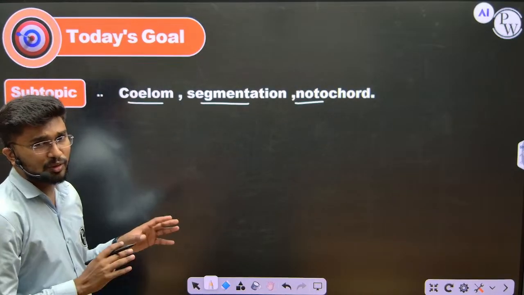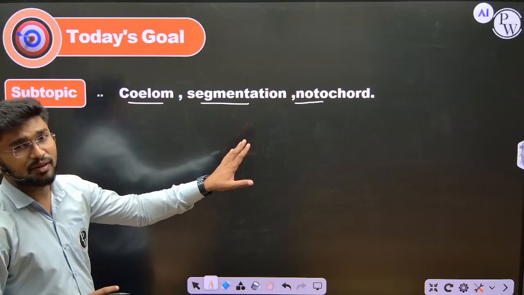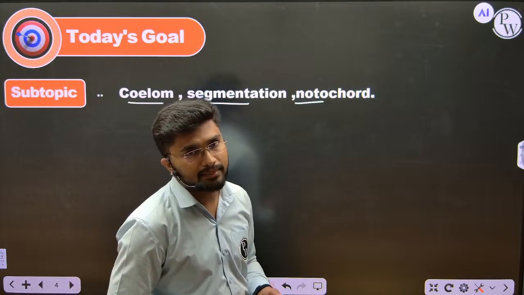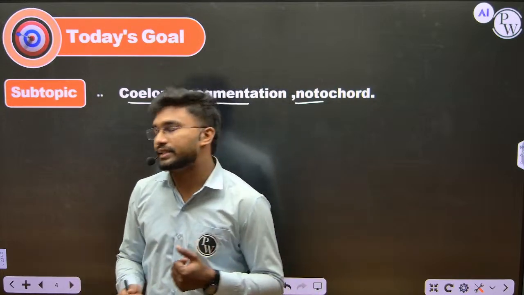We already know that if a notochord is present, those animals are called chordates. If notochord is absent, these animals are called non-chordates.